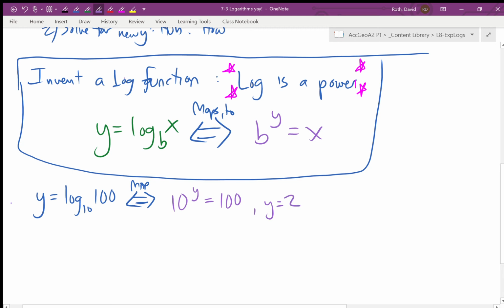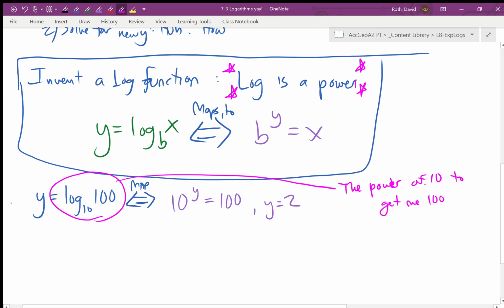And if I use that knowledge, I'll use pink. Another way to read this that's very helpful is the power, because remember, logs are powers. The logarithm function is a power. The power of 10 to get me 100. If I just look at this thing right here, what it's doing is saying 10 to what power will get me to 100? Well, 2, and y is 2.